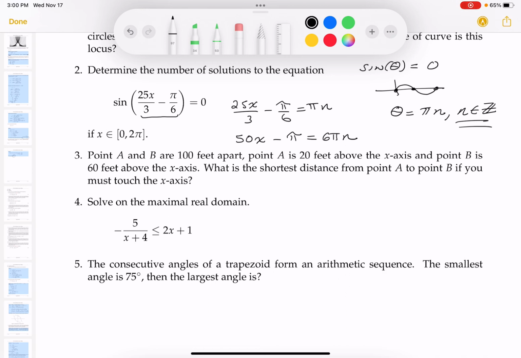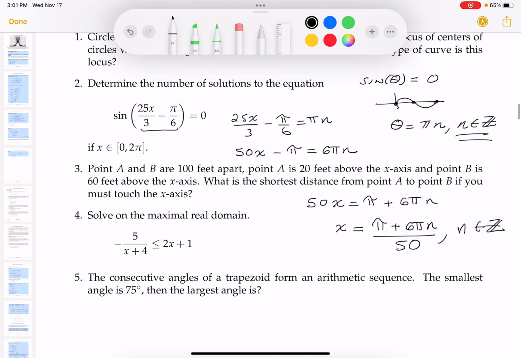And let's just keep moving forward. I'm going to try to solve for x now. This is 50x equals pi plus 6 pi n, right? I'm going to divide by 50. And now I know what x is. I don't think that's our question, though. Again, n can be any integer.